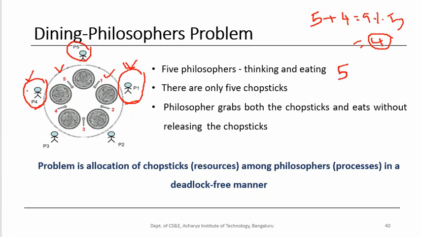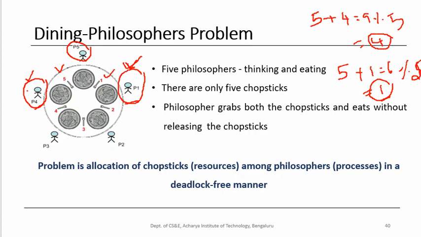Now how do you find another neighbor of P5? 5 plus 1, that is equal to 6, modulus 5. There are 5 philosophers. I am very sorry, okay? 6 modulus 5. What is that? That is 1. So P1 is the philosopher who is sitting on the other side.